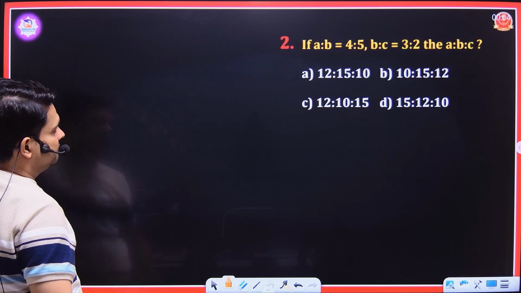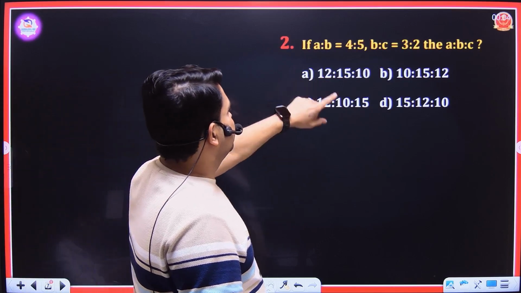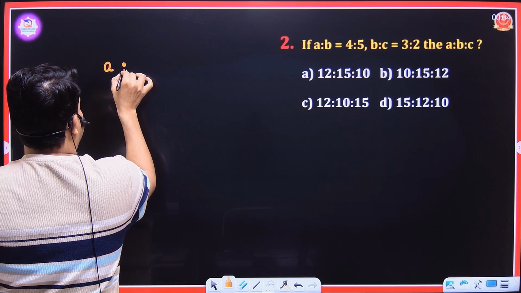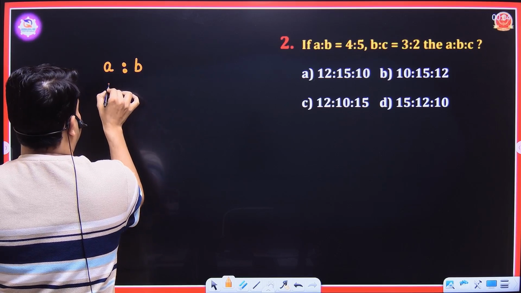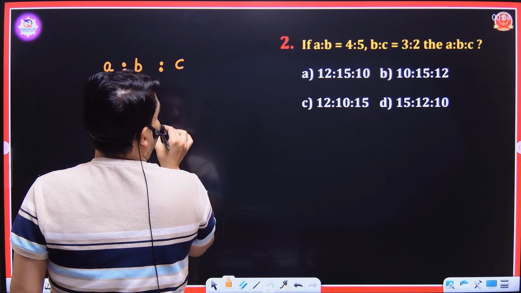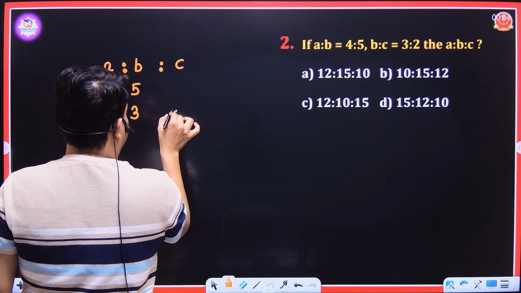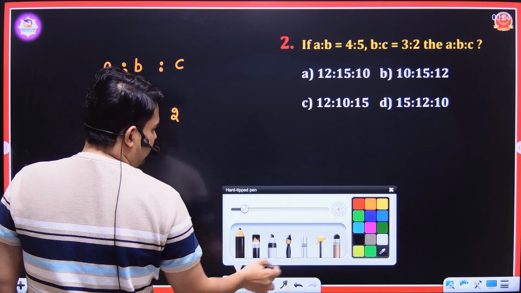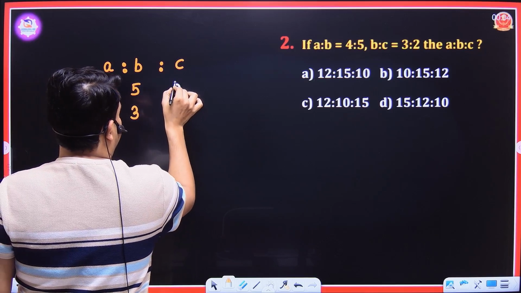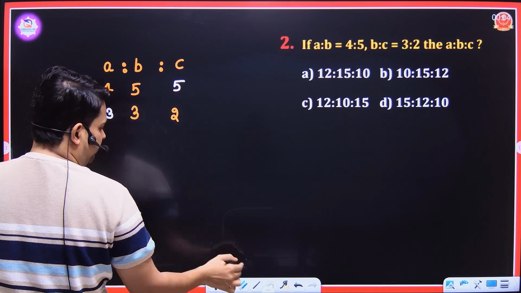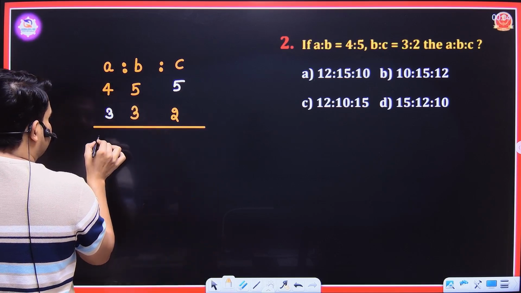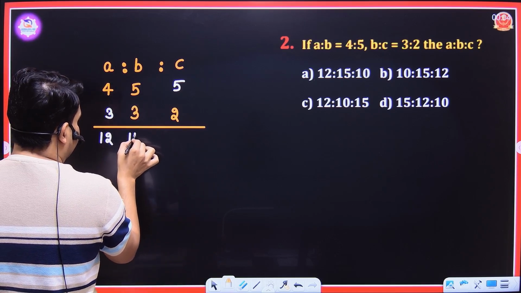Next, now we have again three numbers. We have A ratio B is 4 ratio 5. And we have B ratio C, which is 3 ratio 2. So we have two blank spots. Here we will fill 5 and here we will fill 3, and we will multiply them. If we multiply them, we get 4 threes are 12, 5 threes are 15, and 5 twos are 10.